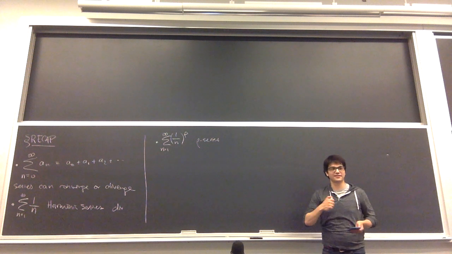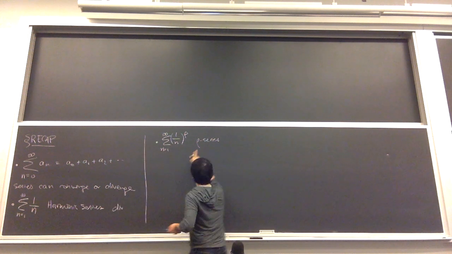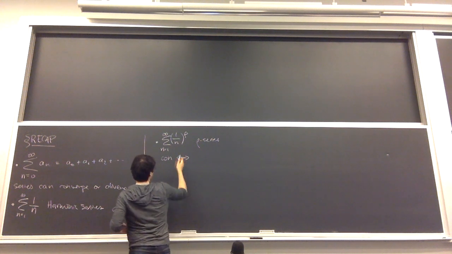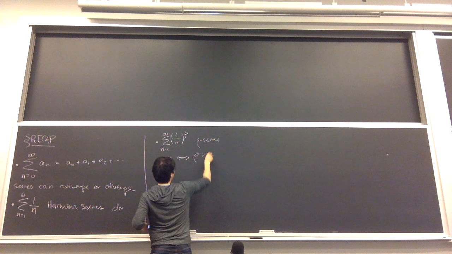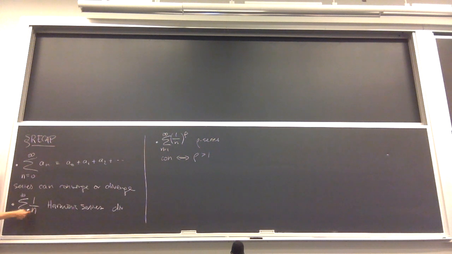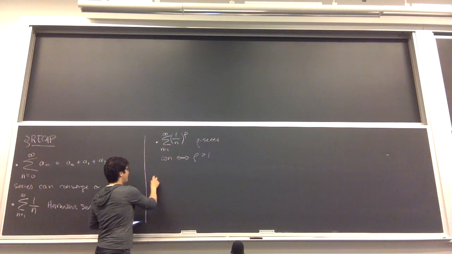It depends, right? Because if I set P equals to 1, it's the harmonic series and it diverges. So this is convergent if and only if, so only when P is greater than 1 strictly. Right? And it's obviously strict because you can't make it equal, otherwise you get this one. So what's the last series that we know of?